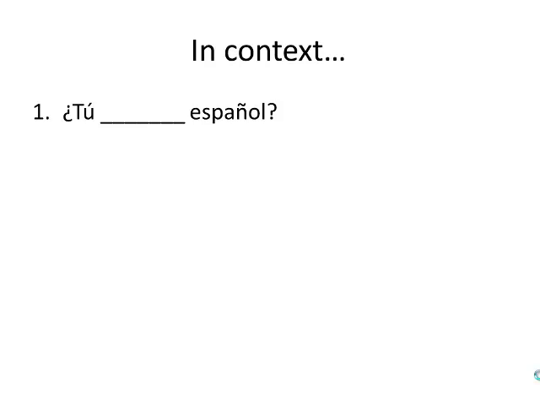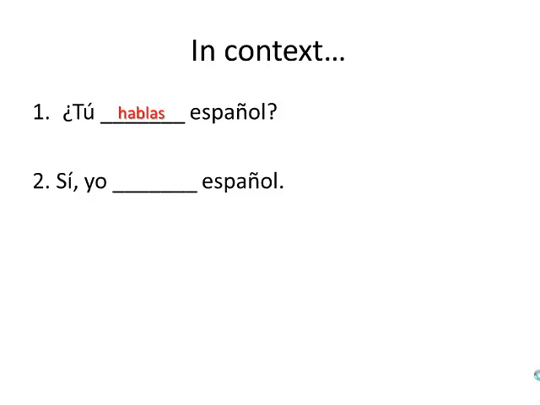Number one, tú blank español. So we're going to use the verb hablar, and we're going to conjugate it based on the subject pronoun we have in the sentence. So in this example, tú is the subject pronoun, so we would conjugate this verb in the tú form. So the answer would be hablas. Remember, we just took that infinitive, dropped the last two letters, that AR, and added the proper ending, which was AS.